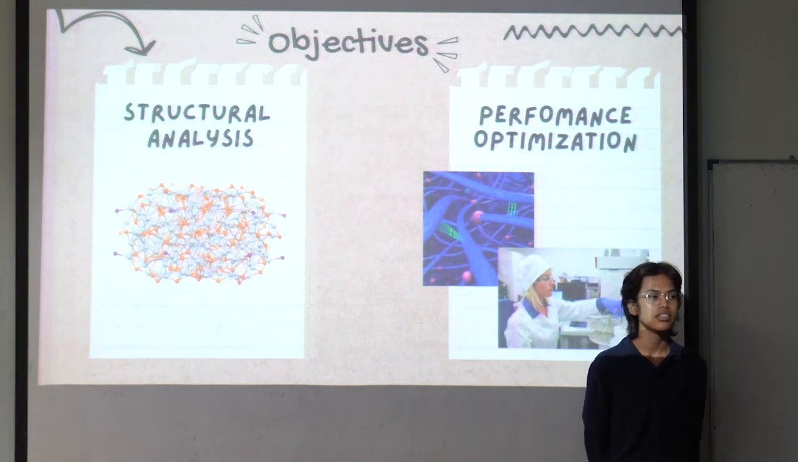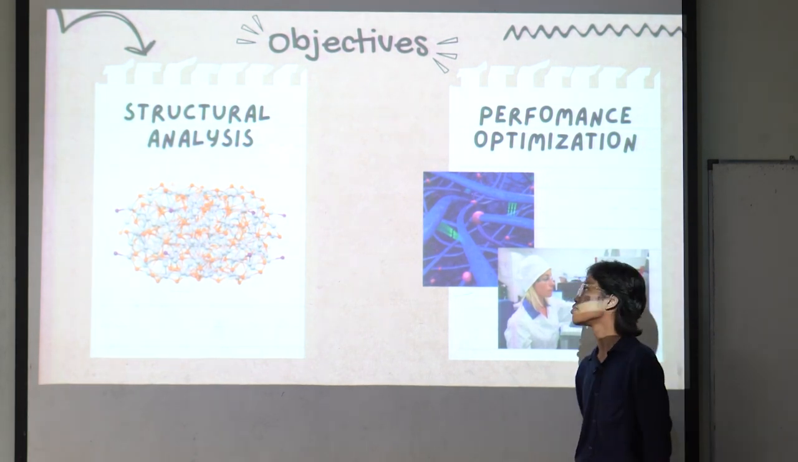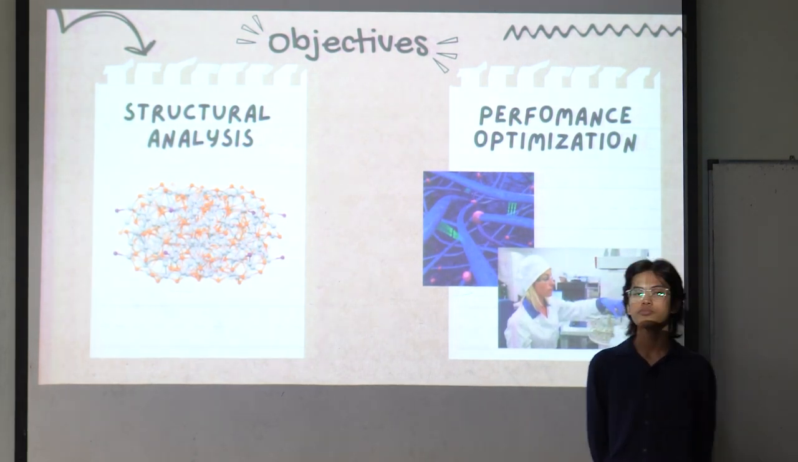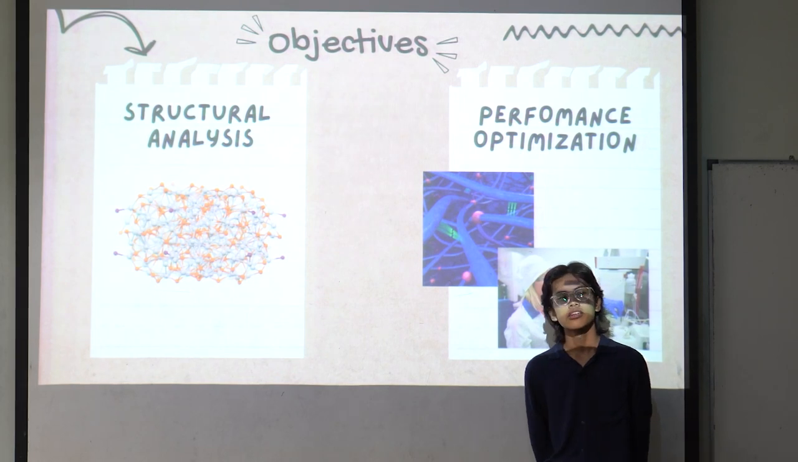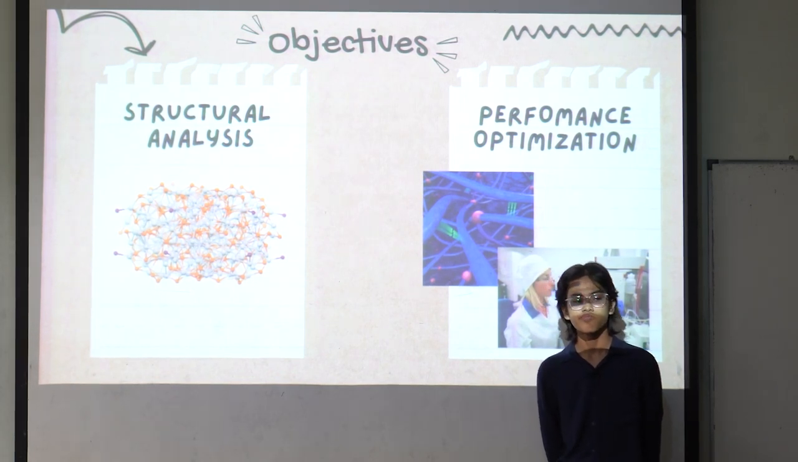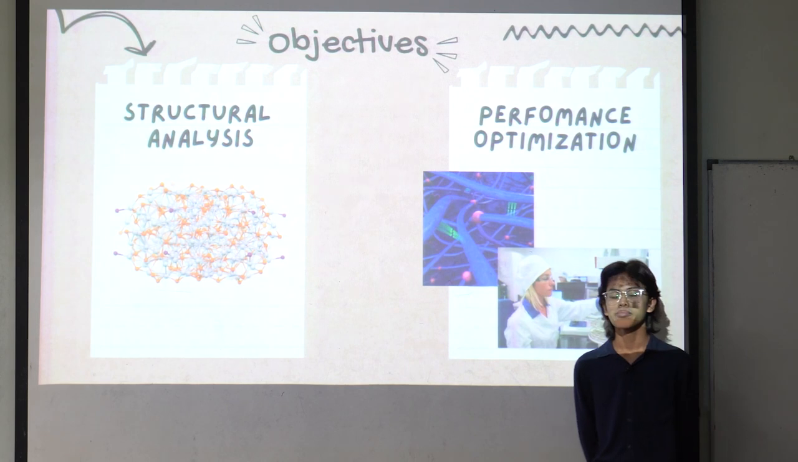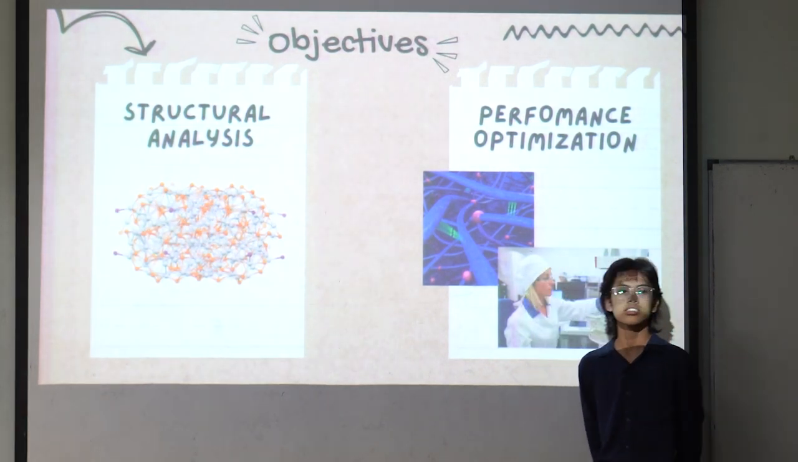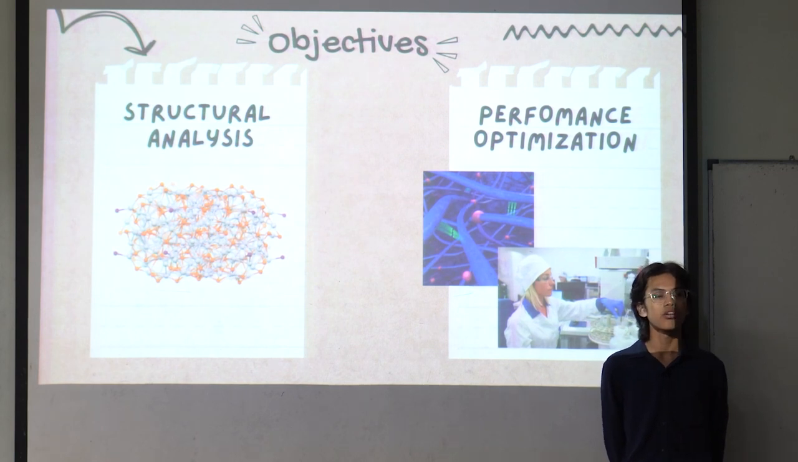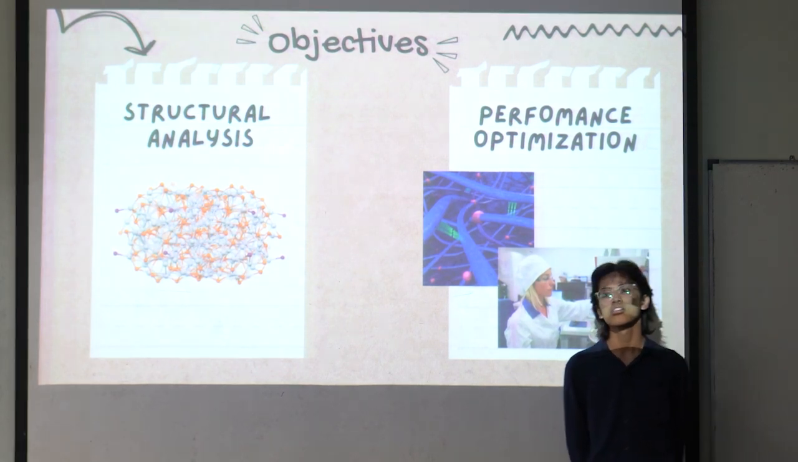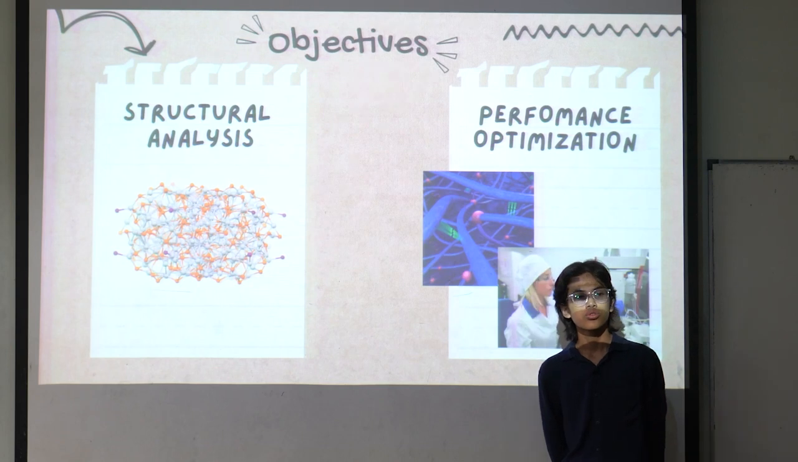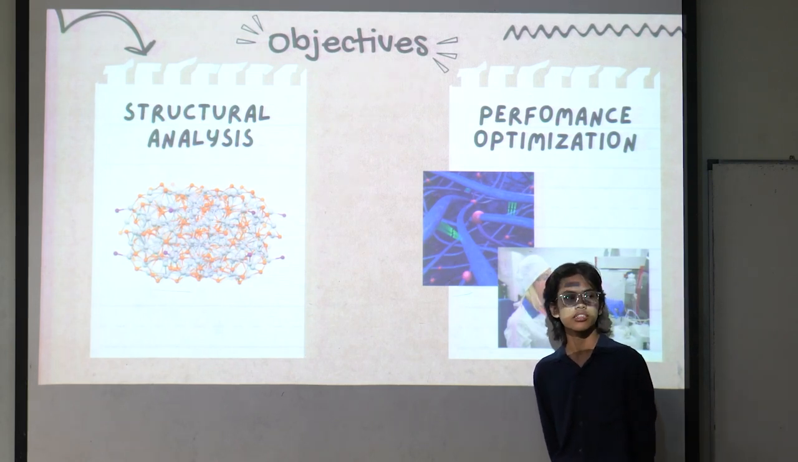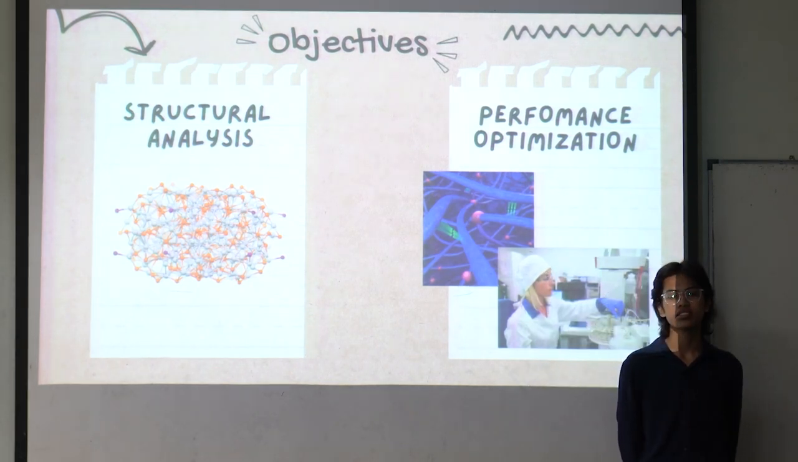The second one is performance optimization. The ultimate objective of this is to optimize the performance of nanocomposite. By understanding this, the researchers can modify or synthesize the methods of nanoparticles, so it will enhance the nanocomposite applications.